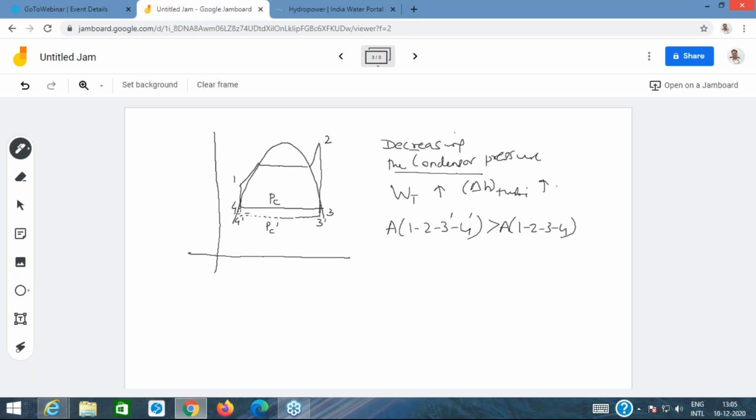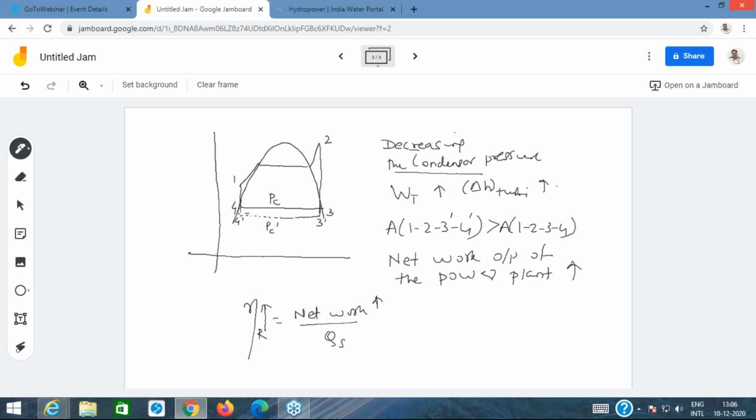The meaning is because of decreasing the condenser pressure, the net work output of the power plant would increase for the given heat supply. And if the net work output increases, you know that the efficiency of the Rankine cycle is net work output upon the heat supply. Heat supply remains the same. If your net work output increases, the efficiency is bound to increase, right? So by decreasing the condenser pressure, one can improve the efficiency of the power plant.